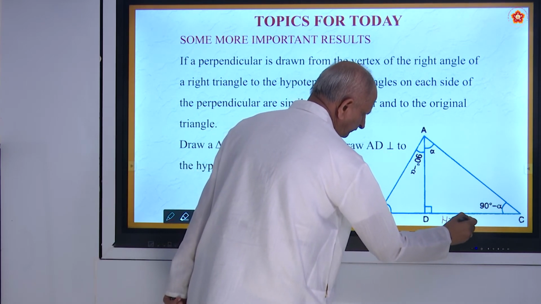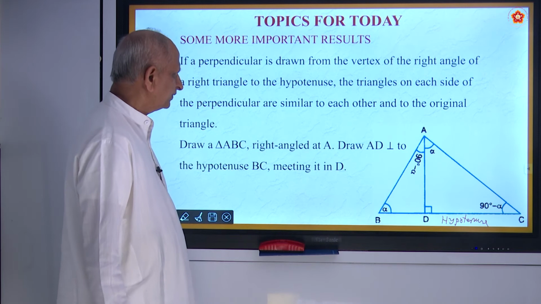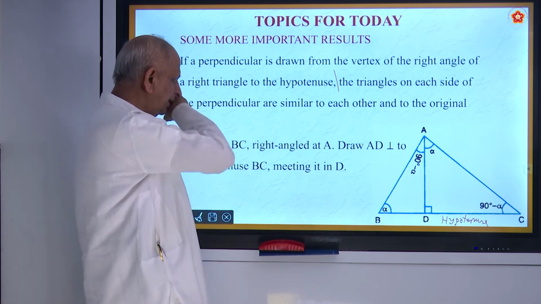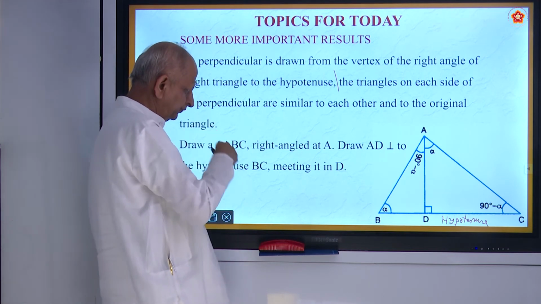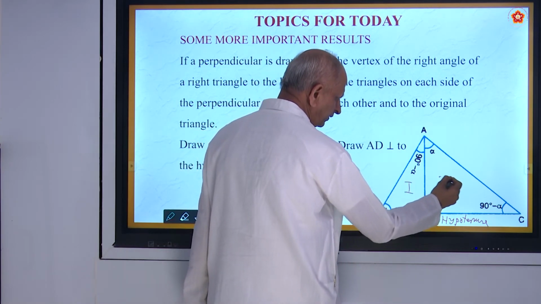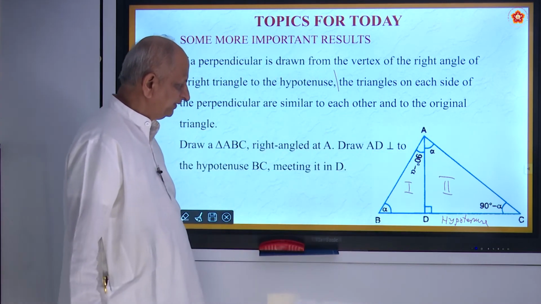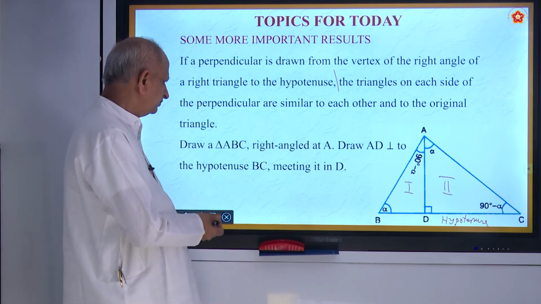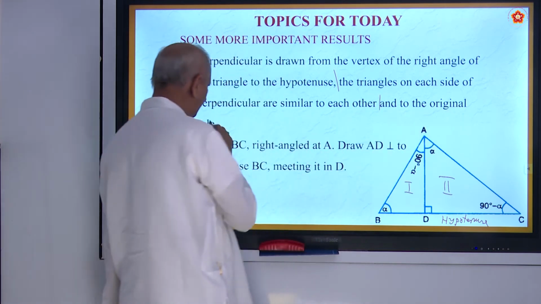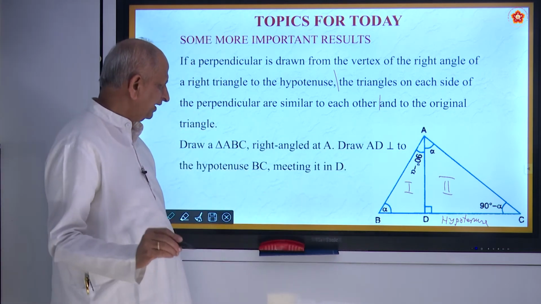So what they have done, if a perpendicular is drawn to the hypotenuse from the opposite vertex, then what does it do? The triangles on each side of the perpendicular are similar to each other. There are two triangles here. One is ABD, another is ADC. And totally they are in a big triangle called ABC. So this statement says they are similar to each other and to the original triangle. Original triangle means ABC. So there are three triangles now.